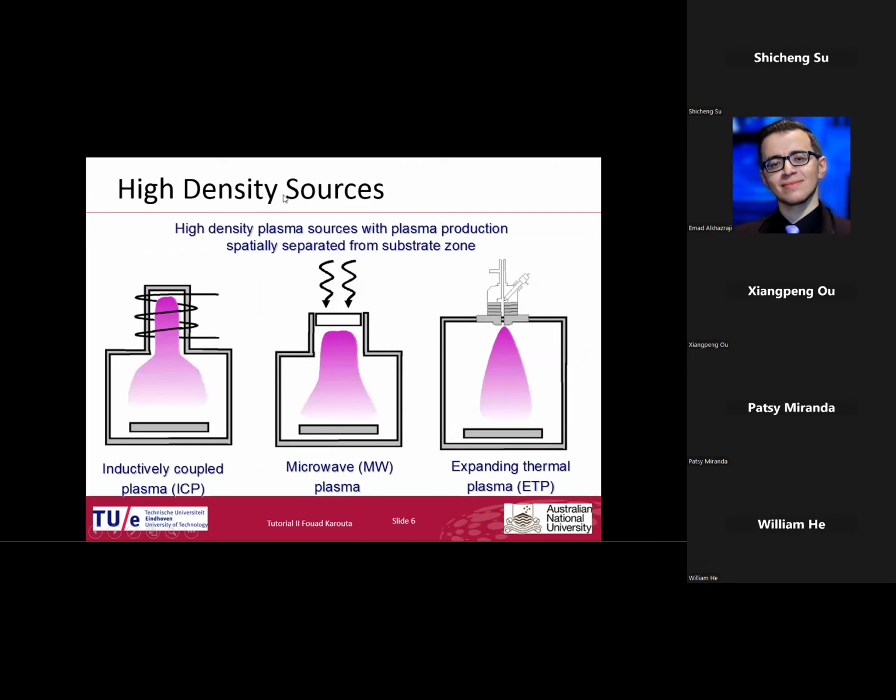Nowadays, we also talk about high density plasma, and the most common nowadays is the inductively coupled plasma. There are other forms of high density plasma, like expanding thermal plasma or microwave plasma, or even what we call ECR, electron cyclotron resonance plasma. But since the advent of the inductively coupled plasma, which makes the reactor much simpler and cheaper, the other technologies more or less disappeared. And inductively coupled plasma is now very common in various fabrication labs.